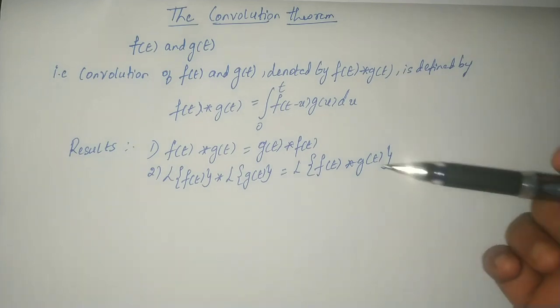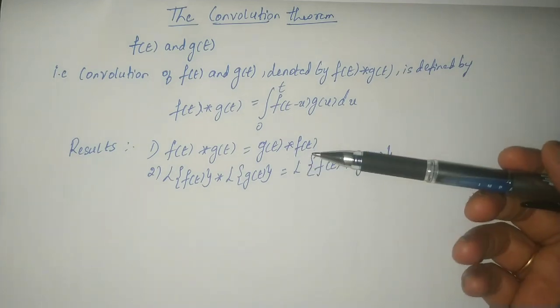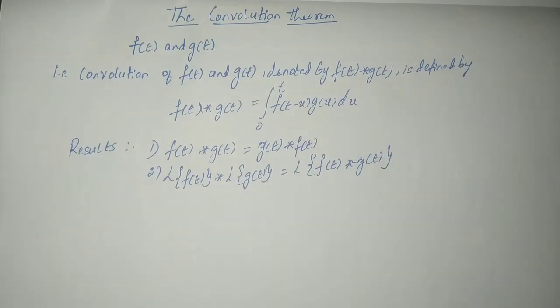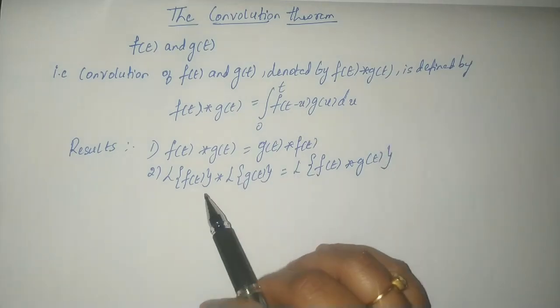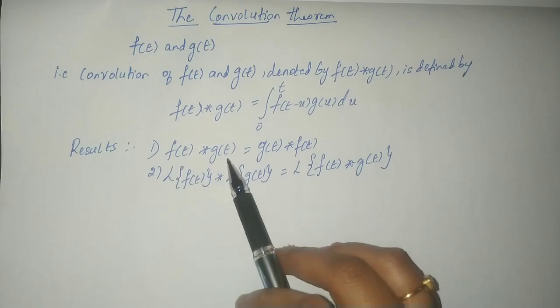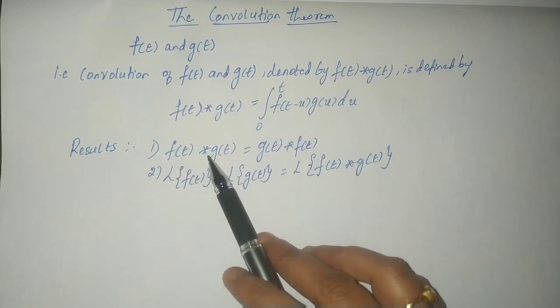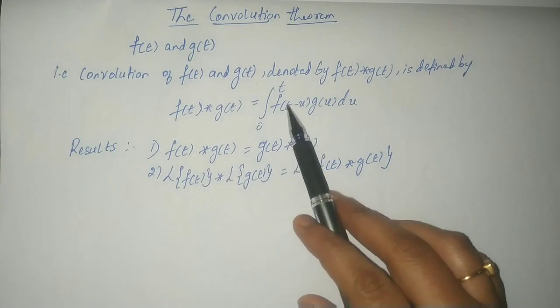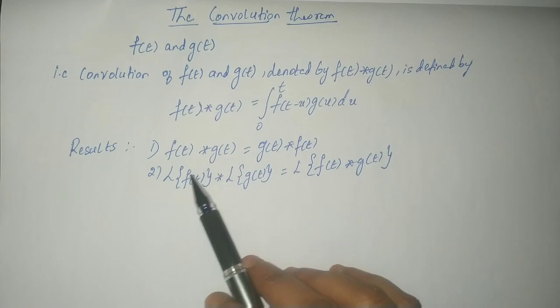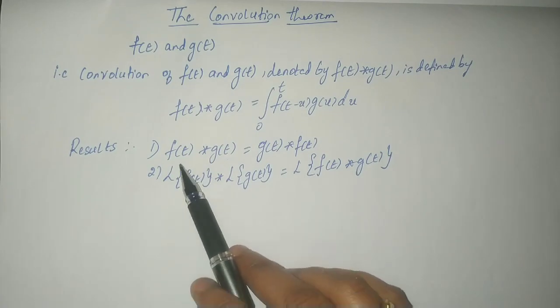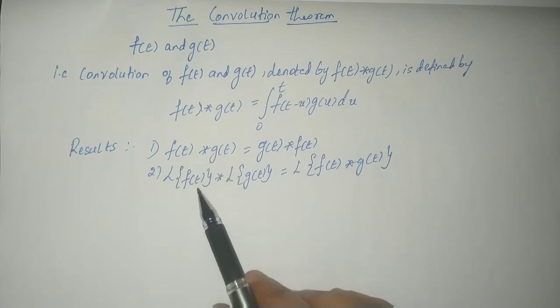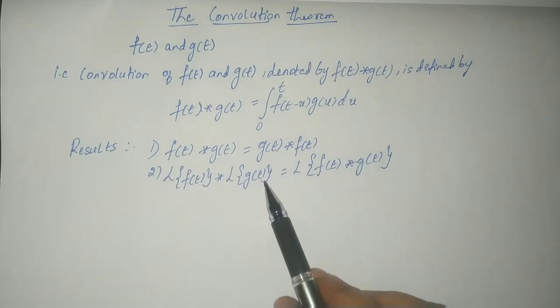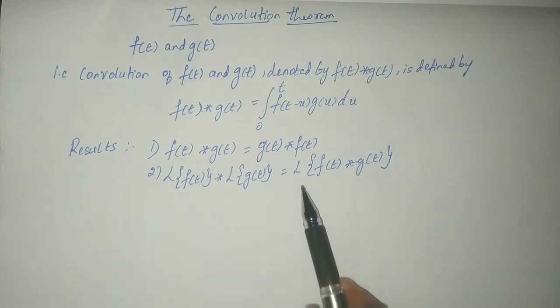For understanding the problems, you have to learn a few results pertaining to convolution theorem. The first one is f of t star g of t can also be written as g of t star f of t. It will satisfy this formula. And if you take Laplace transform of the functions independently, that means Laplace of f of t into Laplace of g of t, you can write this together as Laplace of f of t star g of t.